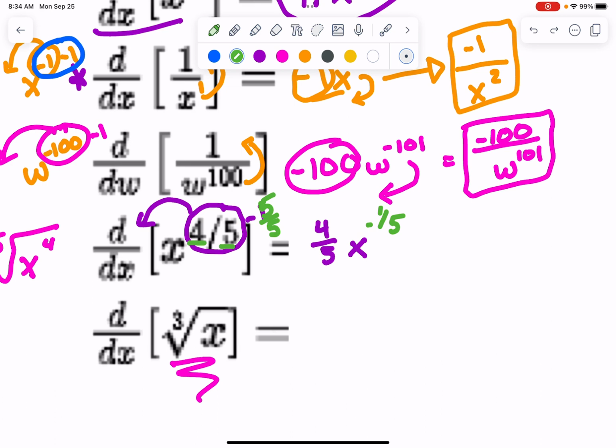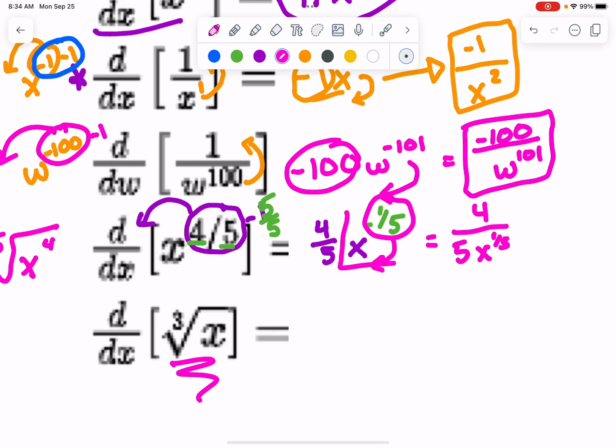But if I want him to be a positive 1/5 power, I'm going to move him back down to the bottom with the 5. Okay, kind of confusing. 4 over 5, and then I have x to the 1/5 power. Now he's underneath, right? Like x right now is slid off to the side, which means he's in the numerator. So if I put him underneath, he's now on the bottom with the 5 to the 1/5 power.